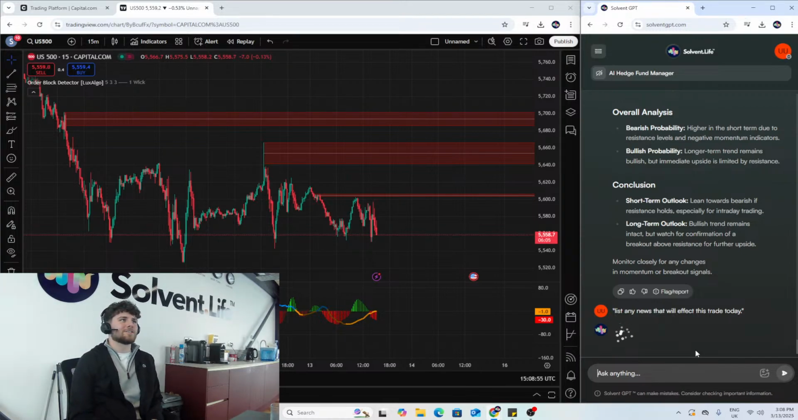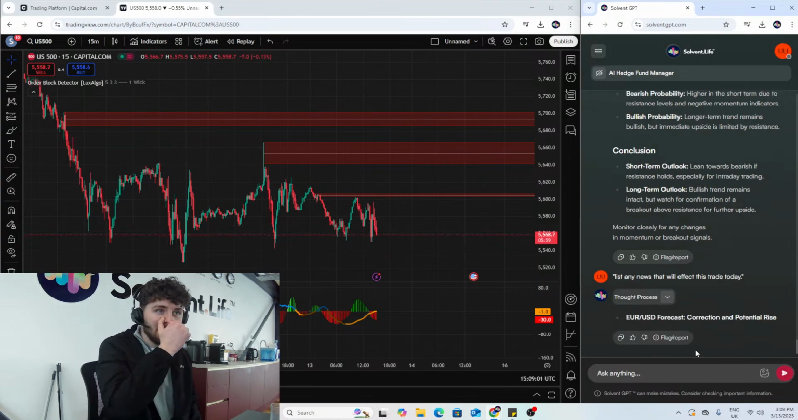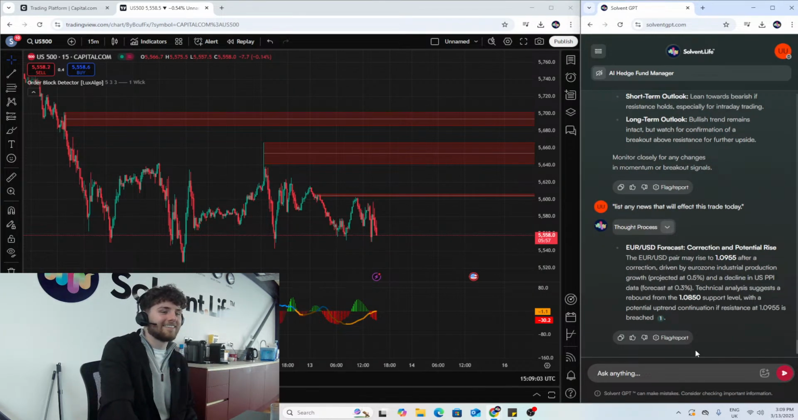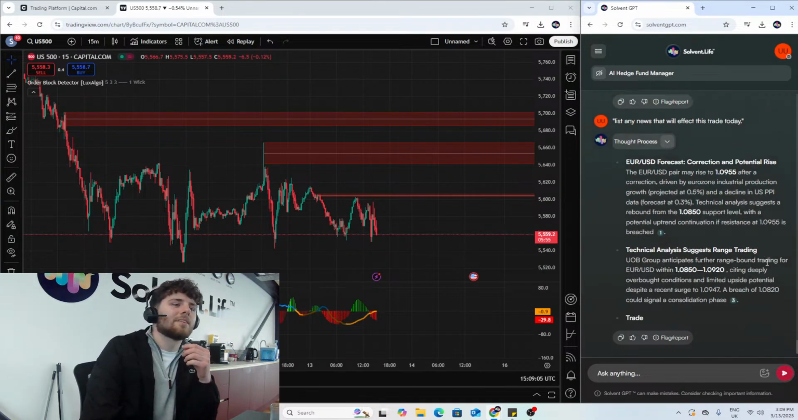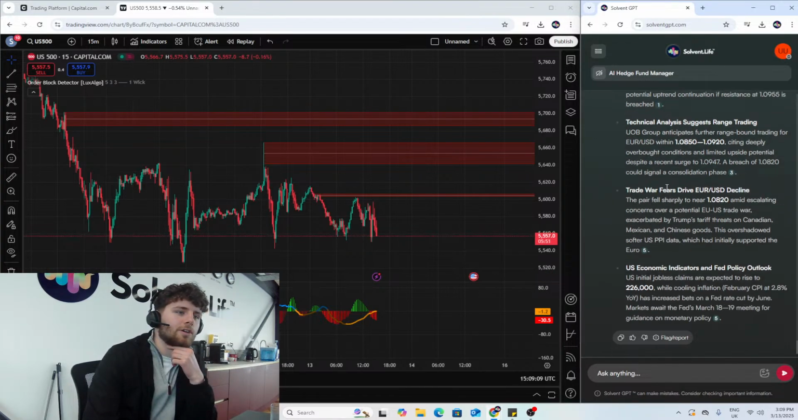US 500 continuing to drop. Correction and potential rise. Trade war fears drive the decline of the euro to dollar. US economic indicators and Fed policy outlook.